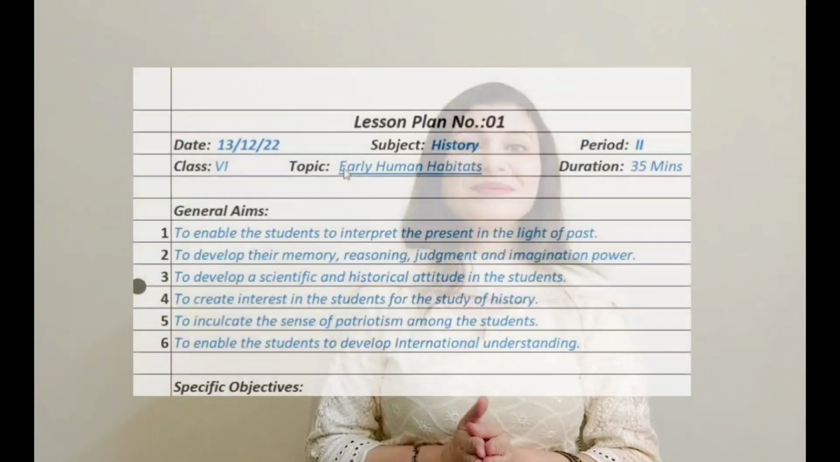Because in this topic, they have told us about the habitats of early humans or the places where early humans used to live. So, the title of the chapter is What, Where, How and When, and the topic which we are going to teach from it is Early Human Habitats. So let's see how we'll make this lesson plan.